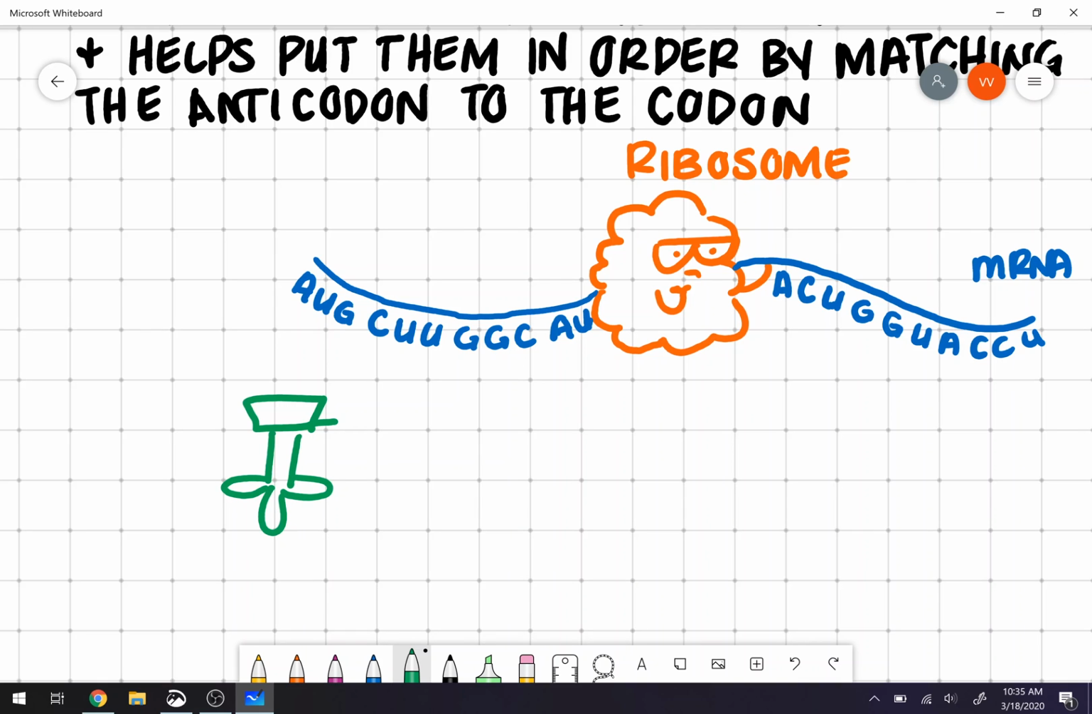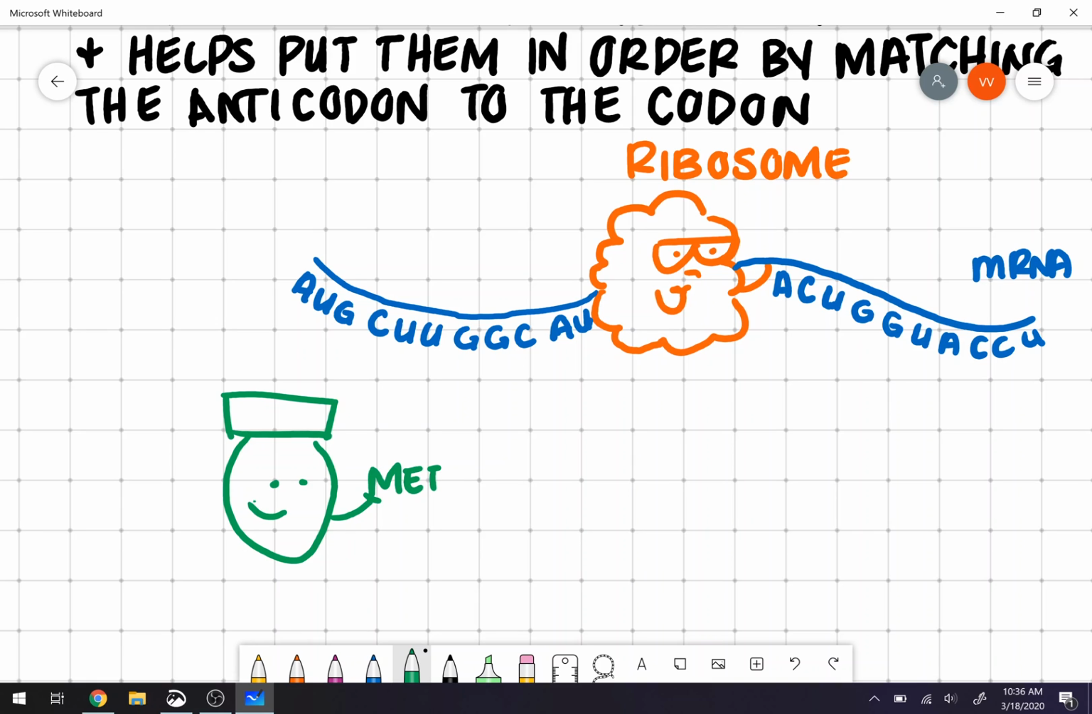I have no idea what it looks like. I guess a clover? I don't know. Whatever, we're going to draw that slightly differently. It's going to carry its own amino acid, okay? The one that has AUG is going to carry the amino acid methionine on it, okay?